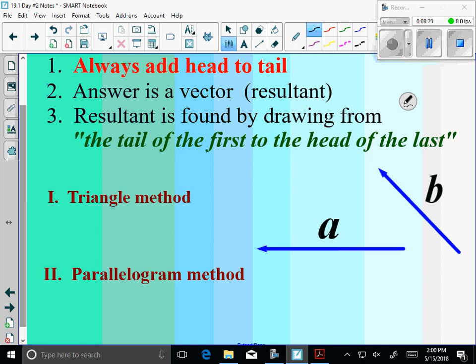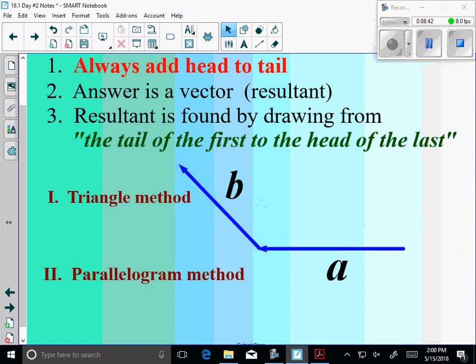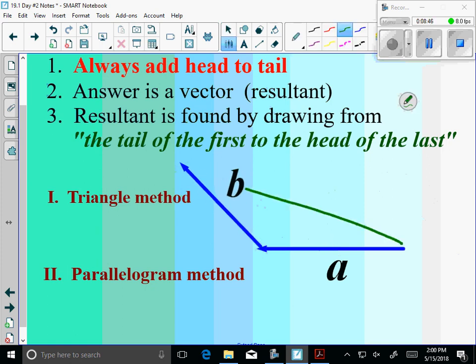Okay, let's talk details of vectors. When you add vectors, you always go head to tail. So head of the first vector to the tail of the second. Here is A plus B. Well, that's not A plus B. That's A plus B.